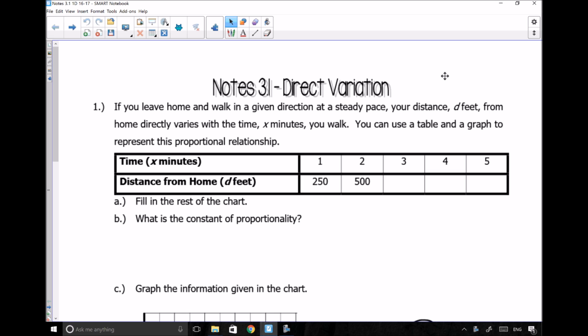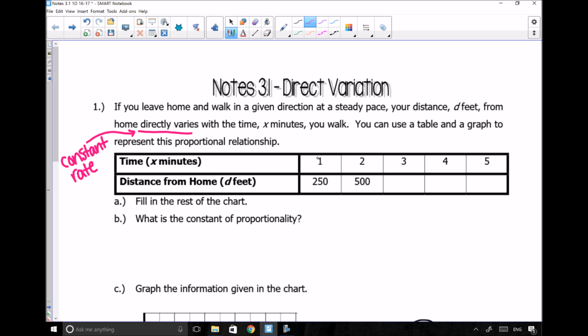It says if you leave home and walk in a given direction at a steady pace, your distance d feet from home directly varies with the time x minutes you walk. You can use a table and graph to represent this proportional relationship. But what does it mean when I say it directly varies? It means that as time goes up, the distance increases at a constant rate. So this means that the rate is constant. Sometimes we'll call it a constant rate, sometimes we'll say it varies directly, but it's the same idea.